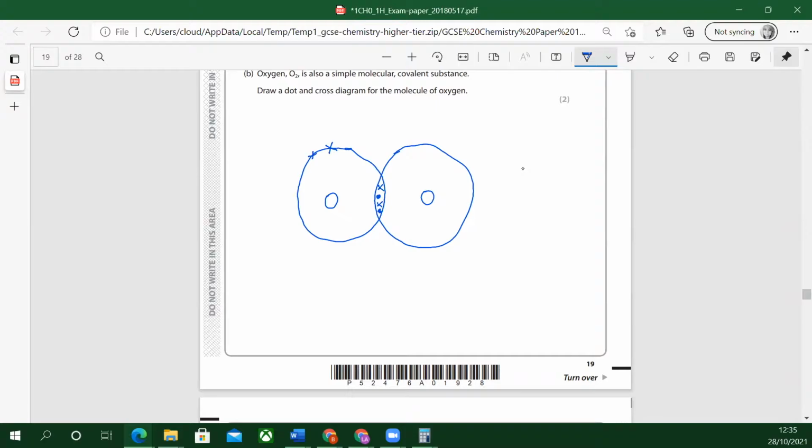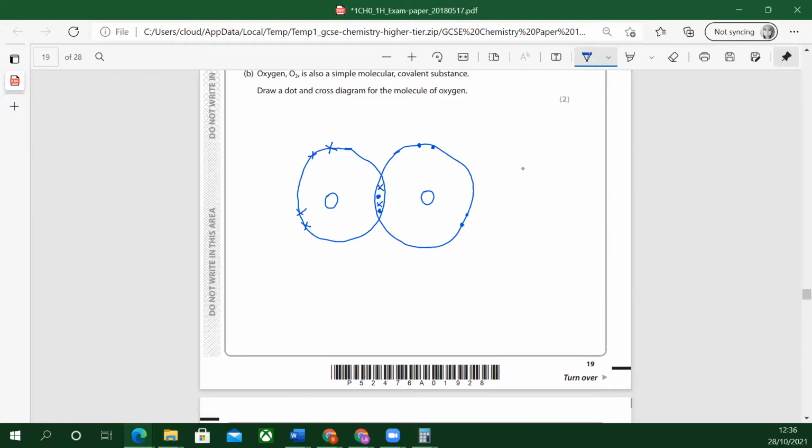1, 2, 3, 4. 1, 2, 3, 4. We're only showing the outer electrons. Don't worry about the inner electrons, just the outer ones, unless we're told to draw the full electronic configuration. For bonding, we only need to draw the outer. This one, 1, 2, 3, 4. It doesn't really matter where these go. There's a convention to draw them in pairs like that, but you won't lose marks.